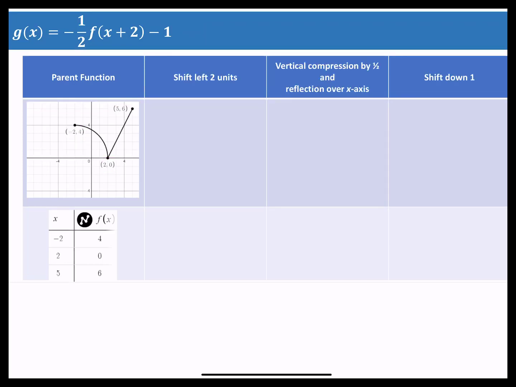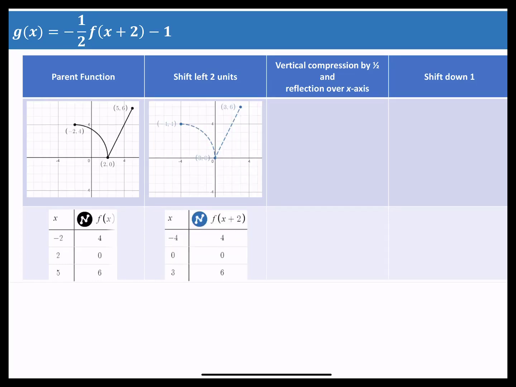We know from our previous work that g of x is obtained by applying three transformations. First, f of x is shifted left 2 units. Second, the resulting graph is vertically compressed by 1/2 and reflected over the x-axis. Third, the last result is shifted down 1 unit. As mentioned, the first transformation applied to f is a horizontal shift left 2 units.